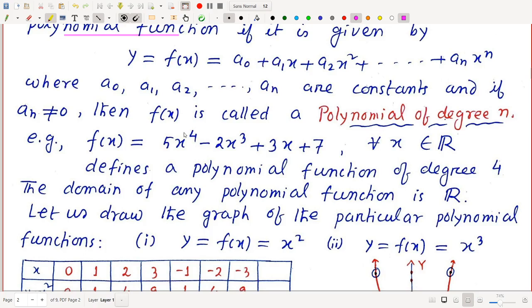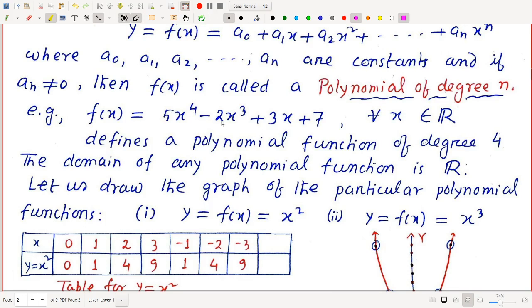You can say that f(x) is also a polynomial function. For example, if I write f(x) equal to 5x to the power 4 minus 2x cubed plus 3x plus 7 for all x belongs to R, this is a polynomial function. This defines a polynomial function of degree 4. Highest degree here is 4. The domain of any polynomial function is capital R, means set of all real numbers. X can be anything, any real number, no problem.